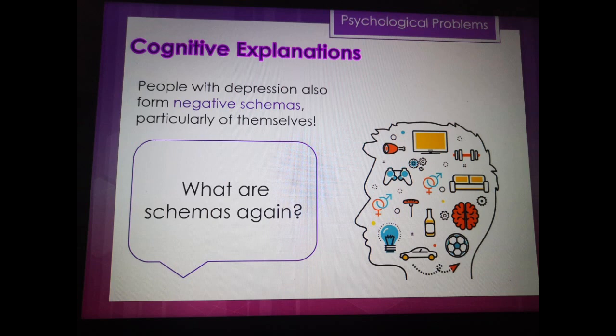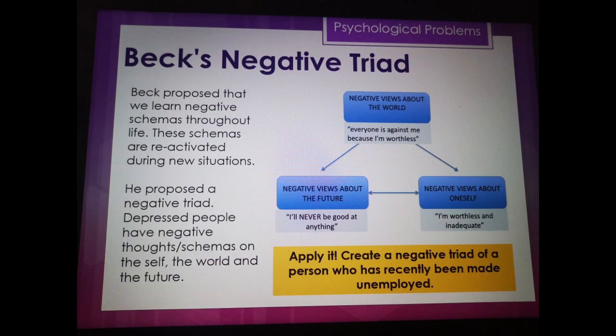The stretch and challenge is then talking about Beck's negative triad. Okay, that is here again in the PowerPoint so that you can see it. Have a go at creating a negative triad of a person who has recently been made unemployed. Okay, so try putting in the words using the same idea from Beck's negative triad that you have there.